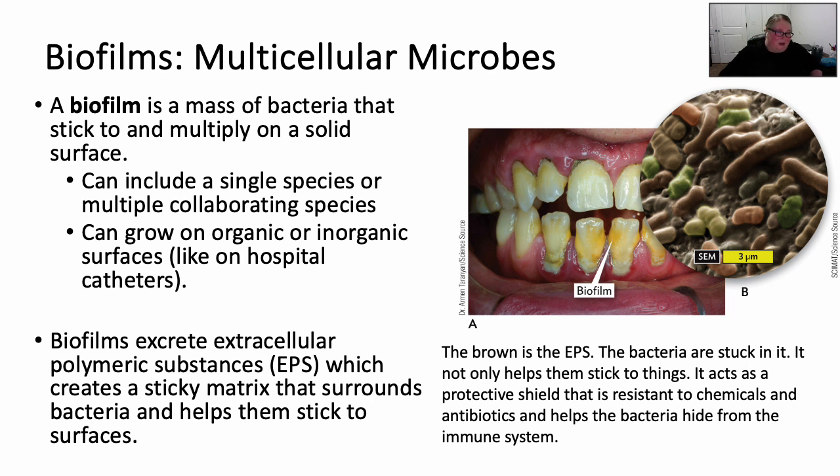We talked about this when we talked about the bacterial growth curve. This happens in the late log phase. We're about done with the log phase, almost to the top of that plateau. With a biofilm, we have to have a large amount of bacteria in order to form one, which is why we don't see it happening until late log phase. Late log phase is when we can get quorum sensing. We define a biofilm as a mass of bacteria that stick to and multiply on a solid surface.